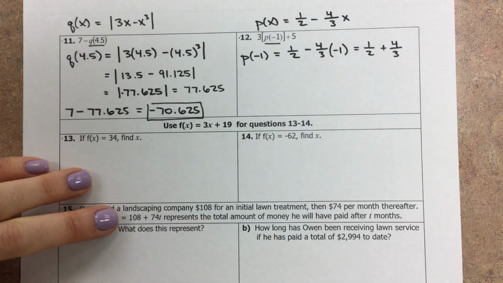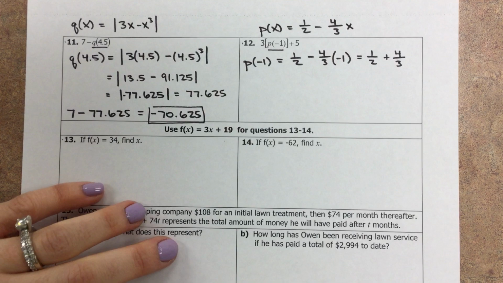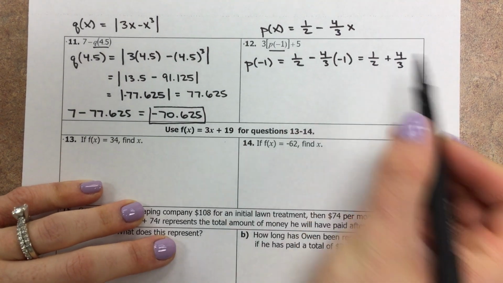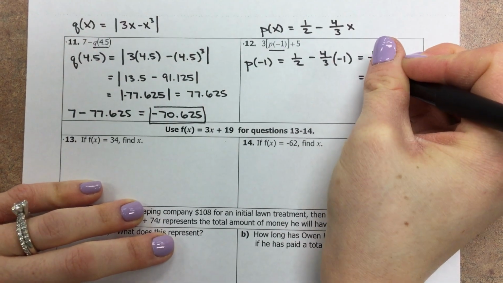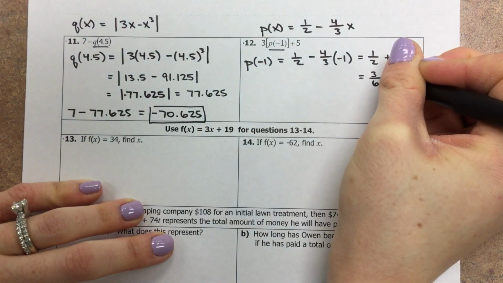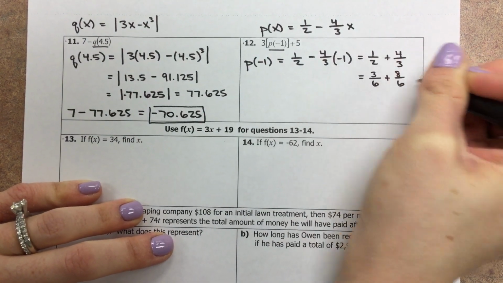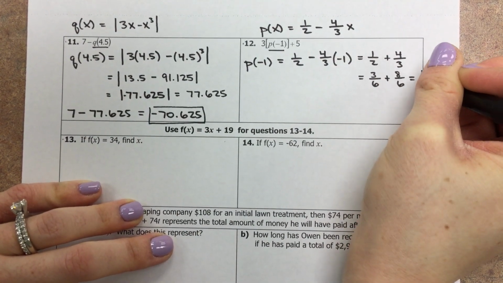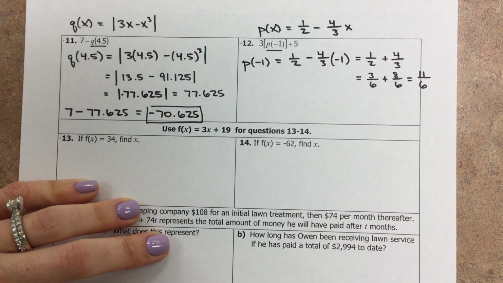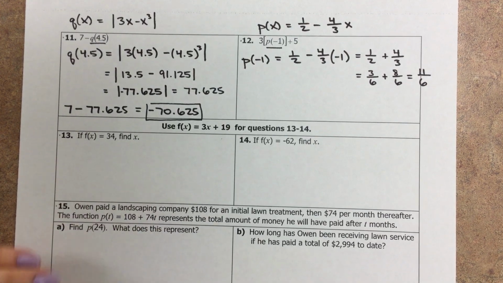We want to make sure we're able to add fractions together. That means getting a common denominator. So I could use a denominator of 6 here. So this would be like 3/6 plus 8/6, and when I add that together, it gives me 11/6. Okay, so 1/2 plus 4/3, when I get a common denominator, I get 11/6.